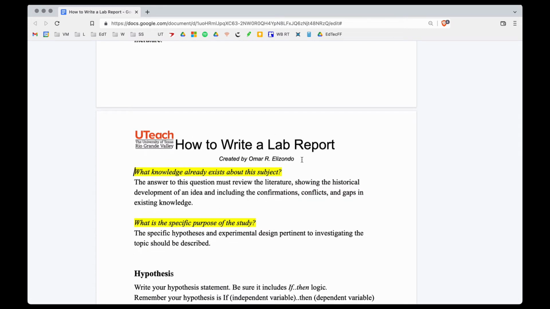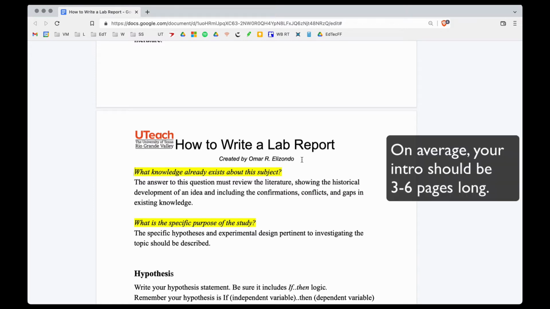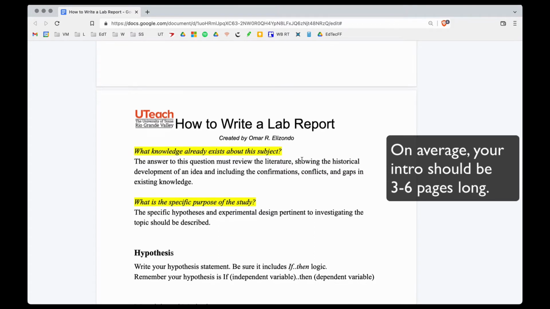What knowledge already exists about this subject? So that knowledge should come from peer-reviewed articles, reputable websites, the literature that already exists. Okay? So find resources that are going to help you in your introduction, in that writing. You want to convey that previous knowledge is built on this, and you are going to add to it.